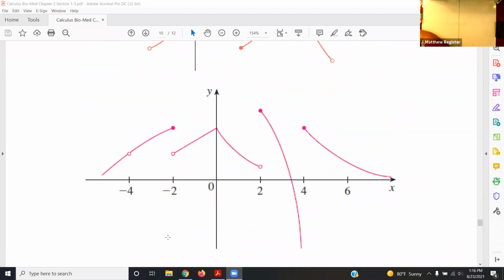With this one, it's discontinuous at -4, at -2, at 2, and at 4. At 0, we have a cusp, which means the left side's coming up and the right side's coming up, and they're meeting at a point, but it's not as smooth as we might want, but it's still continuous. I mean, you could draw that without lifting the pencil. And so -4, -2, 2, and 4 is where it is discontinuous.